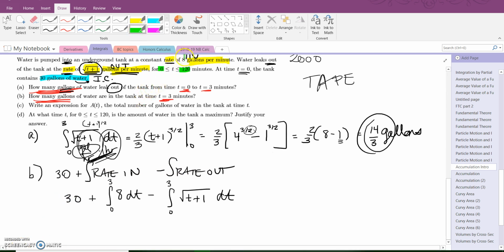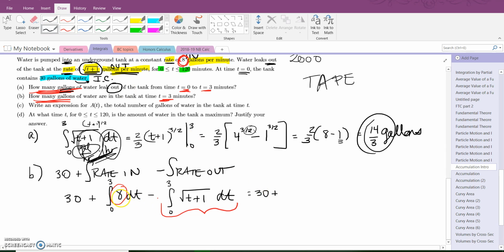Now you have to be really careful here because my rate in is just 8. So you just have to put 8 here, not 8t, just 8. And look how wonderful this is. AP is helping us out here. We already know what this is. We did it in part A. So let's do as little work as possible here.